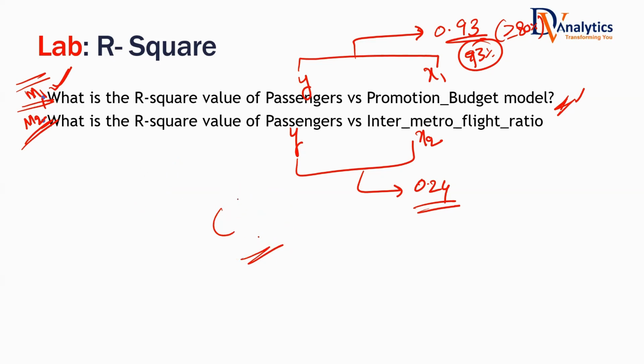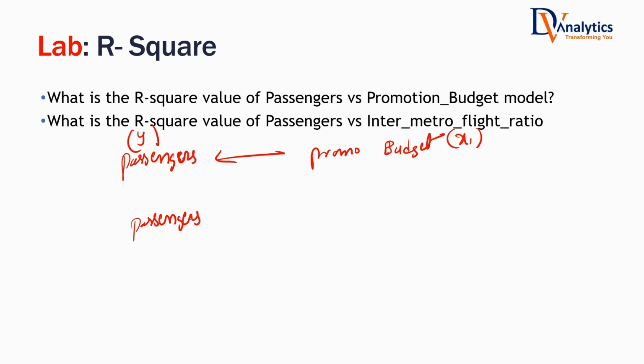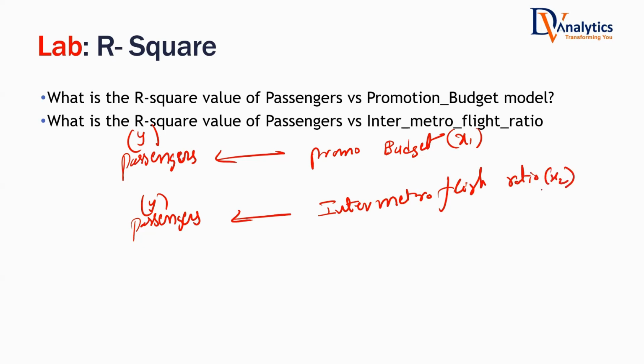Now, we have predicted the passengers using promotional budget in isolation. That means when we were building this model, we never considered any other variable. We predicted the passengers using intermetro flight ratio. That was also an isolated model. We never considered any other variable while predicting passengers apart from intermetro flight ratio.